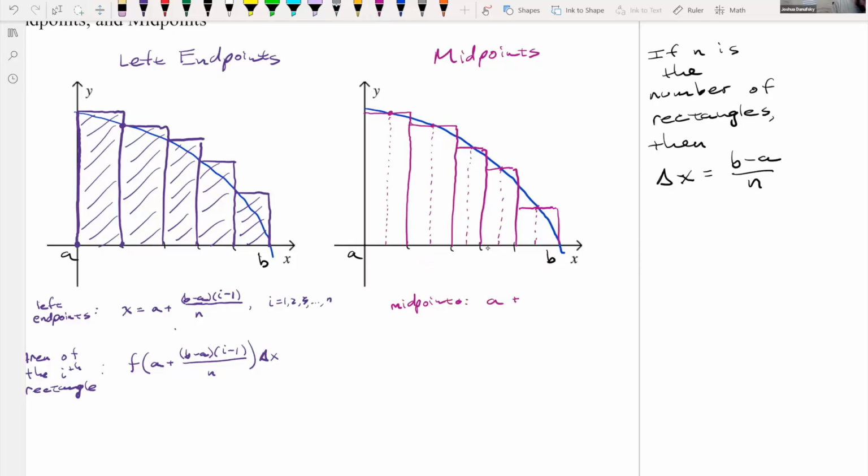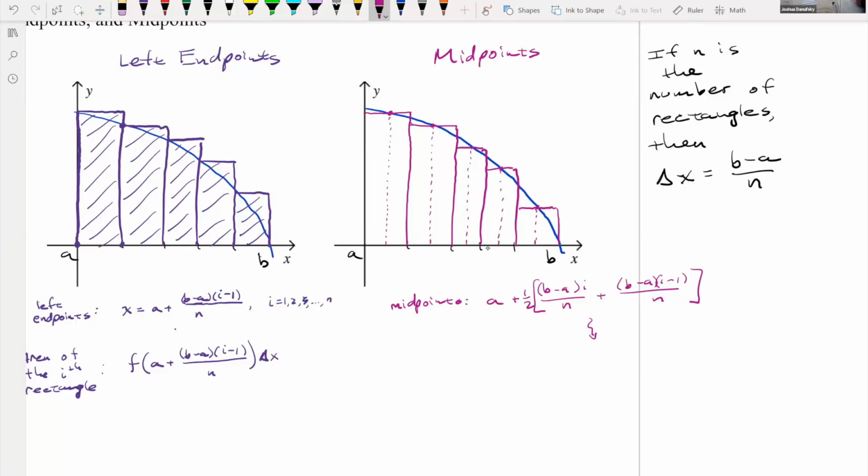And I won't go into a lot of specifics on it, but it looks like this: b minus a times i over n plus b minus a times i minus 1 over n, like that, times a half, right? We're averaging these. And from there, we can do a little bit of simplifying. I'm not going to go into the particulars.